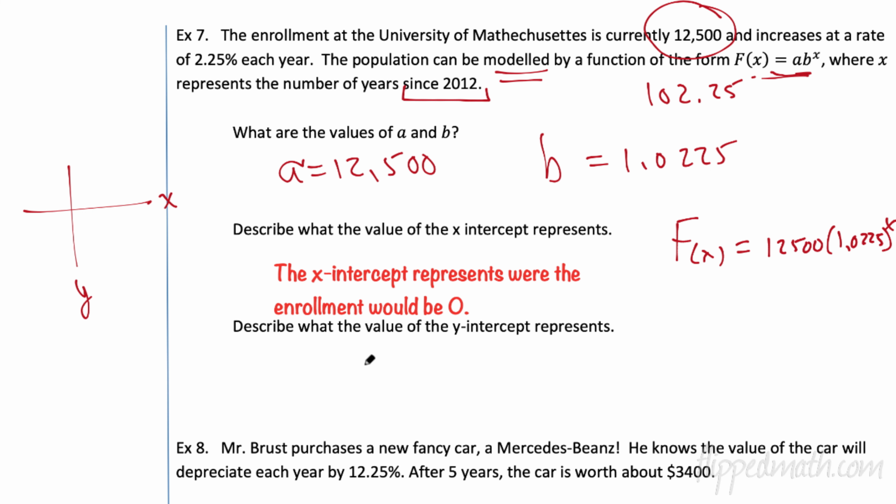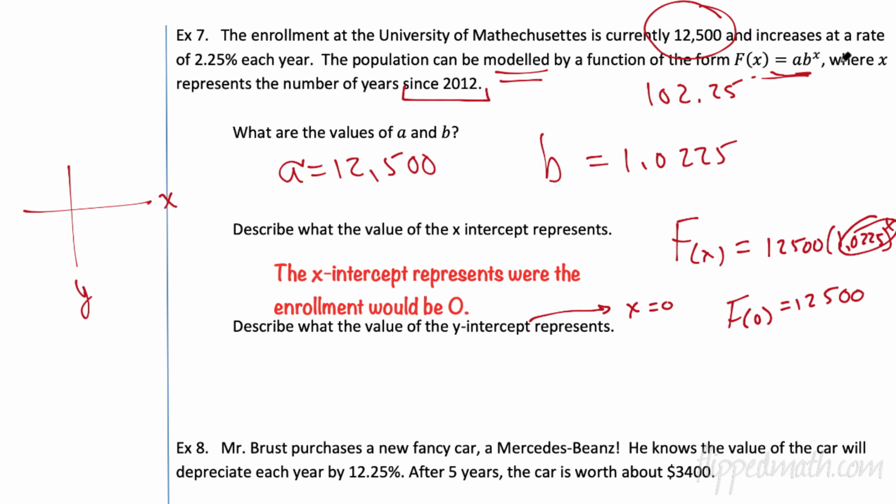Now, the y-intercept is where x equals 0. Remember, they're opposite. So this is where x equals 0. So if x equals 0 here, this turns into a 1 right here. So really, you get f of 0 is going to equal 12,500. So what does that mean?